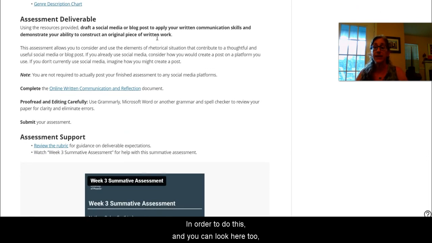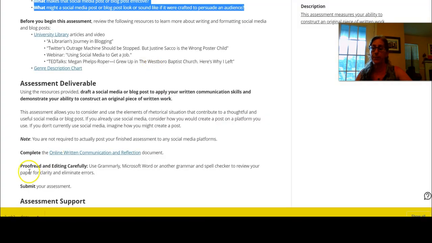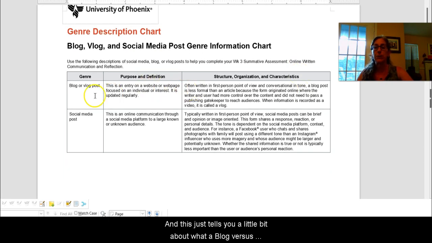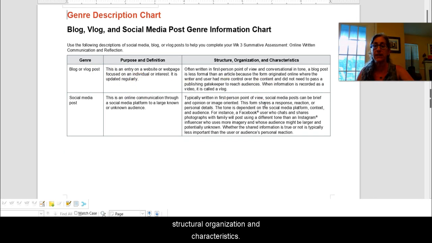In order to do this, and you can look here too, there's a genre description chart. Let me see if I open this up. I'm going to open this up for you and show this right here. And this just tells you a little bit about what a blog versus a vlog is, what's the purpose and definition, and then their structural organization and characteristics.